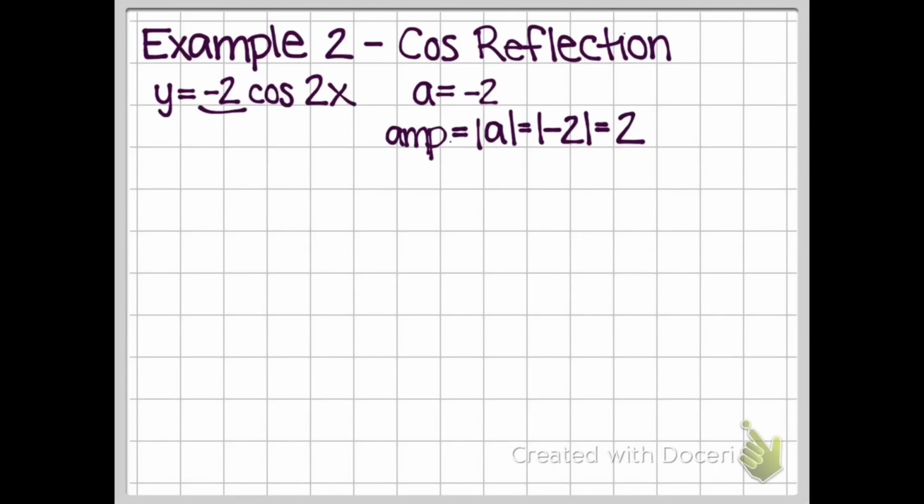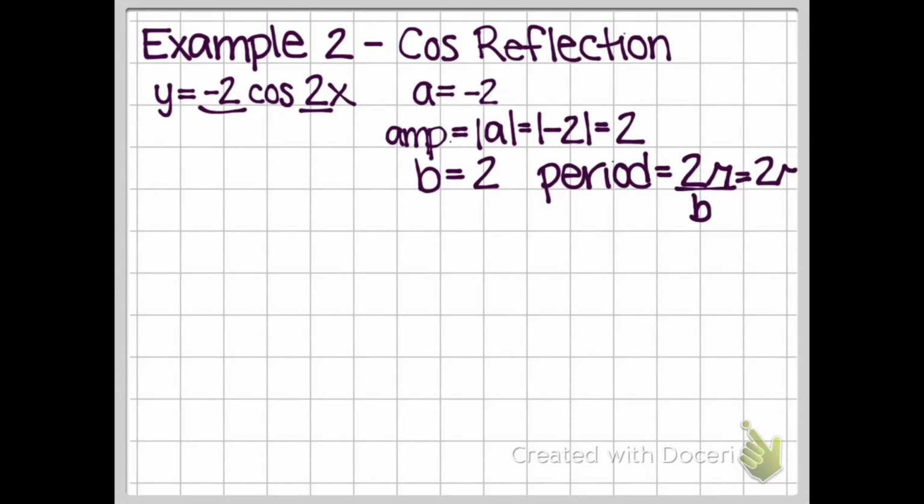Next, we have to find out what B is. And B is the number in front of the x, which is 2. And then to find the period, you use the formula 2 pi over b. So it would be 2 pi over 2, cross out the 2's, so the period would just be equal to pi.